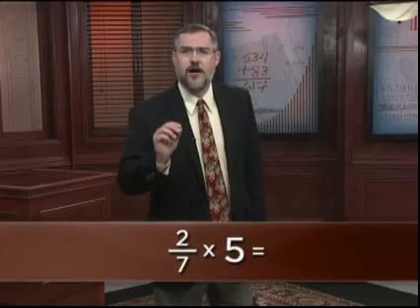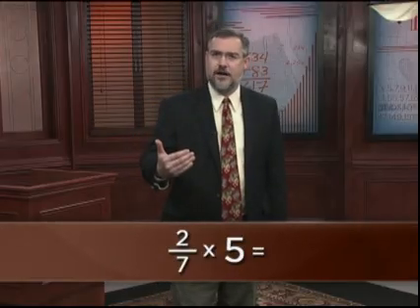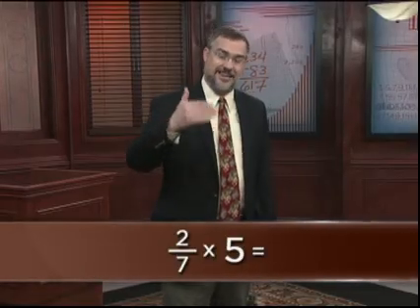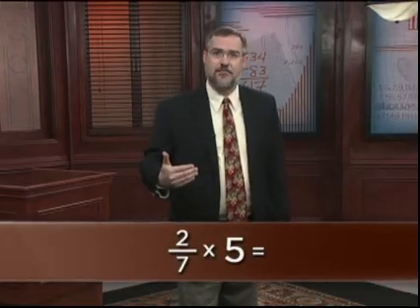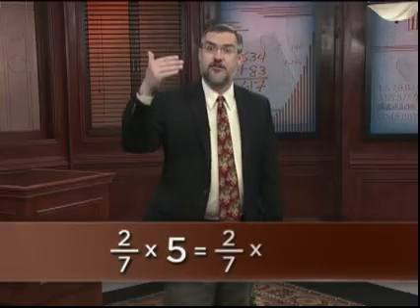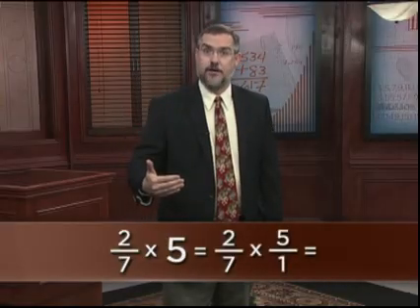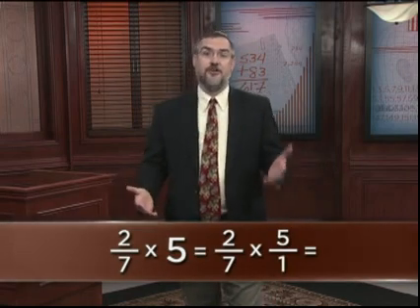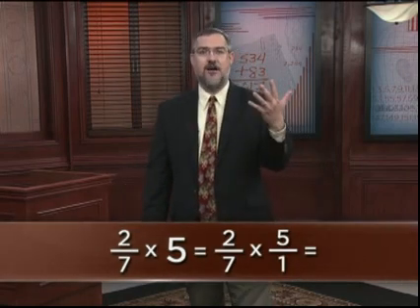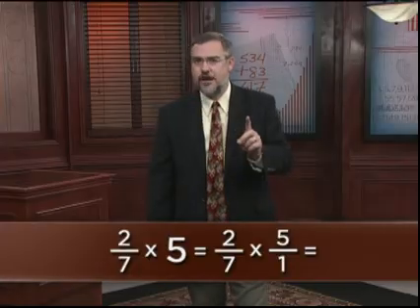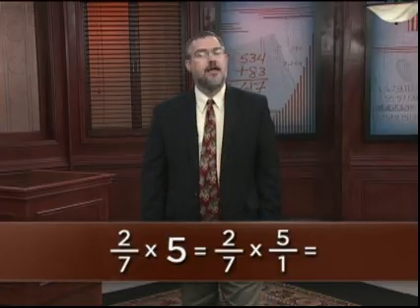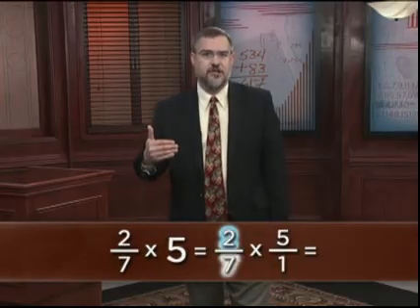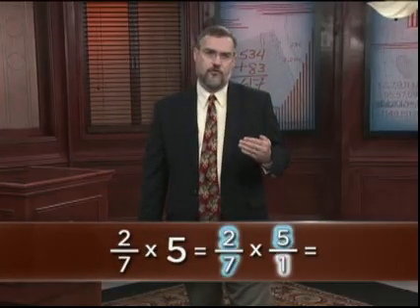Well, it's not a problem. Let's just rewrite 5 in an equivalent way as a fraction. Can you think of a way to write 5 so that it has a numerator and a denominator? The answer is just to write it as 5 over 1. If you think about it, how many times does 1 go into 5? It goes in 5 times. So the number 5 really is the same as the fraction 5 over 1. And that means my original problem can be rewritten as 2 over 7 times 5 over 1.